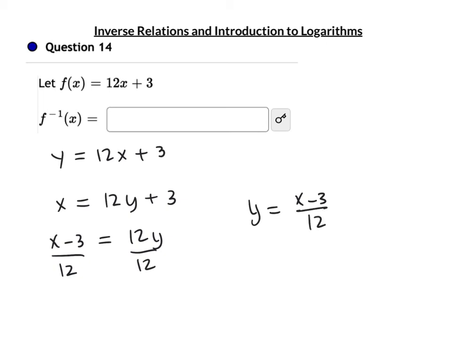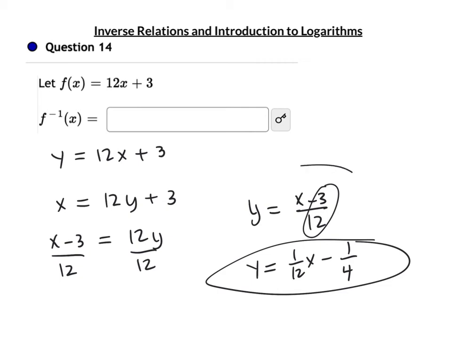Now I'm going to check here. You could also write this as 1/12 x minus 3 over 12, which would be 1/4. So these two equations are the same equation. I'll check and see if it handles it both ways in WAMAP. And the answer is yes. WAMAP will accept either answer. They are equivalent.